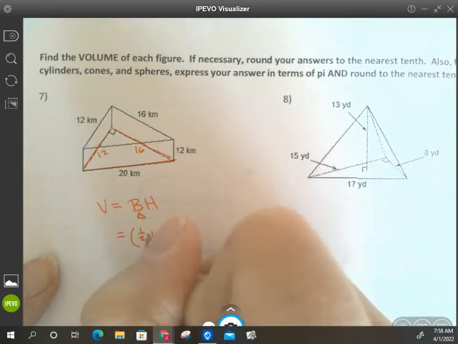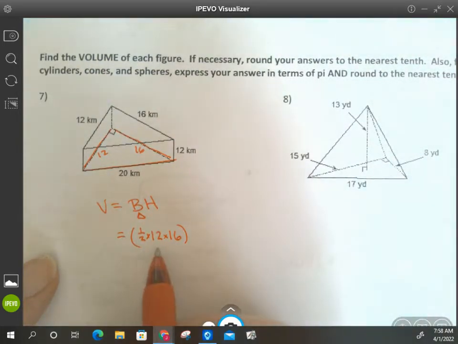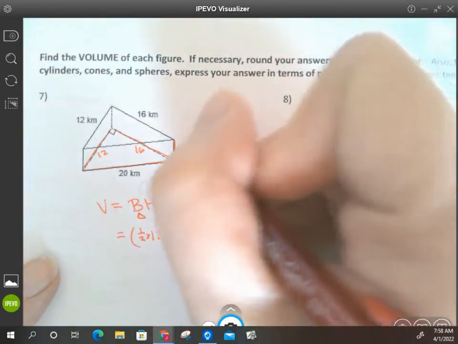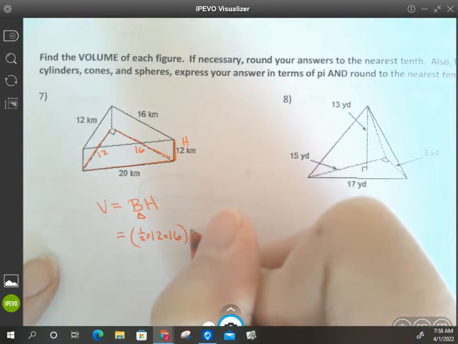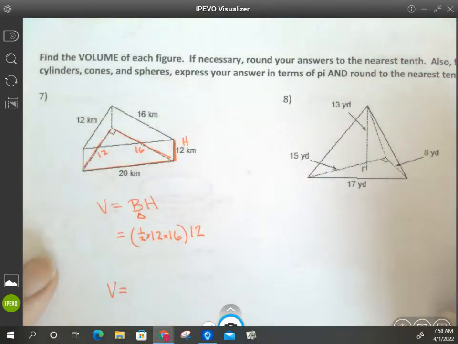Maybe use x's so they don't look like dots. So half the base times height of the triangle times the height of the figure. This is your capital H, which is 12. Now when I go to find volume, what would my label be? Yep, it would be kilometers cubed, units cubed.